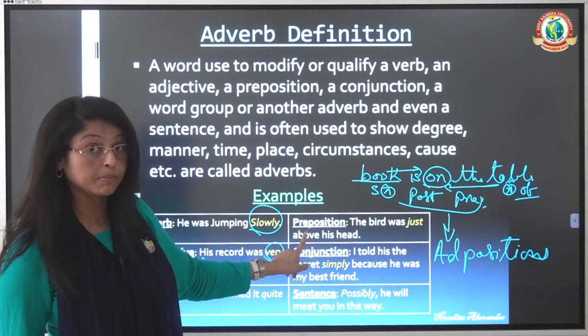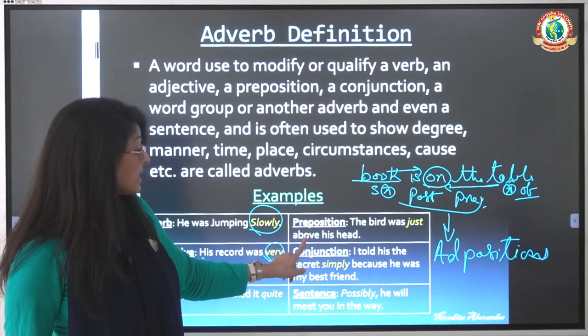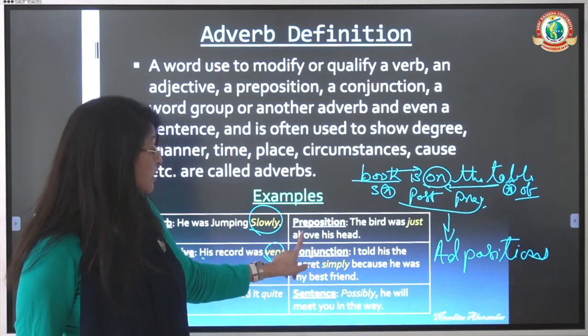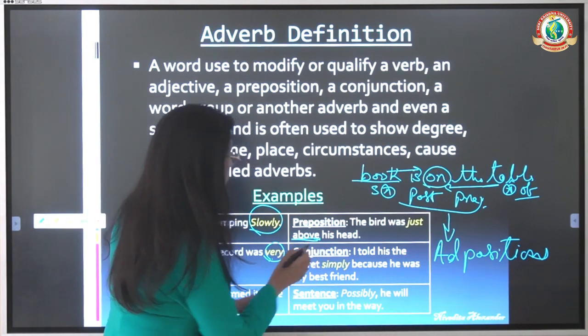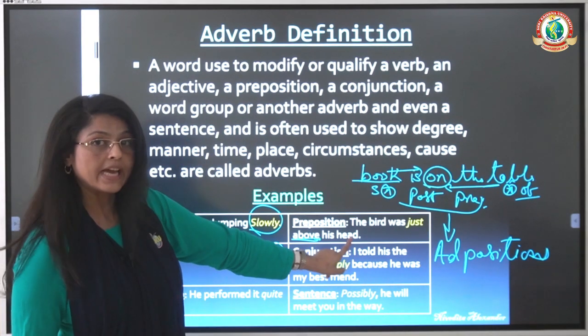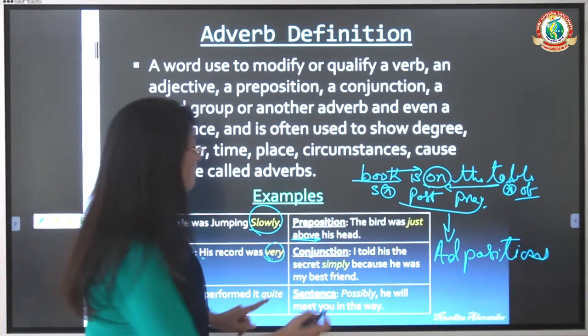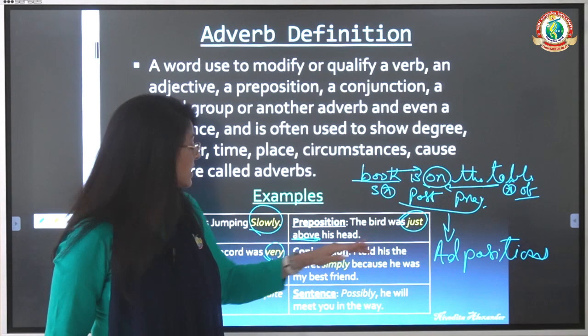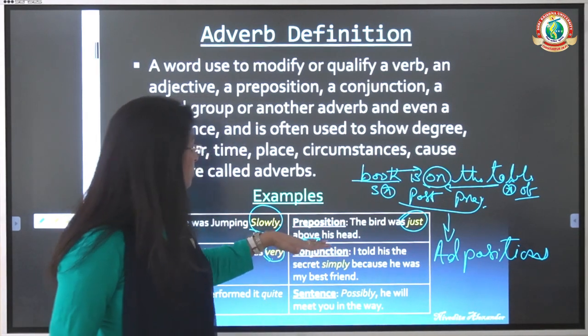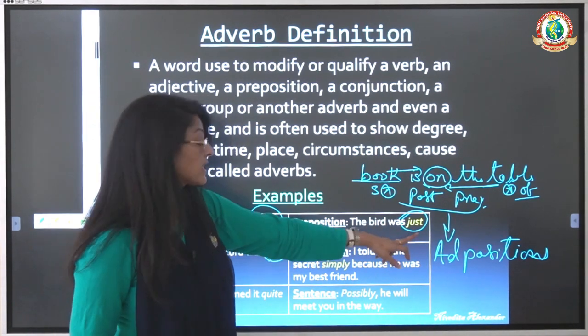Above is already the preposition, right? For head, above is already the position. It is showing the position here. See, this above is showing the position of the head, above the head, right? But you have added one more word, which is just, and now it is giving more definition to the preposition. So this is an adverb.